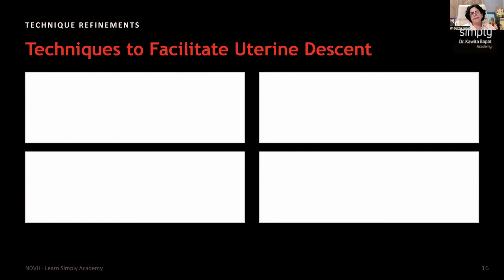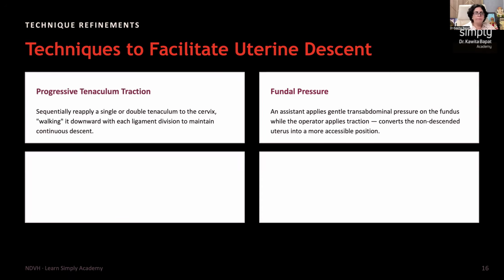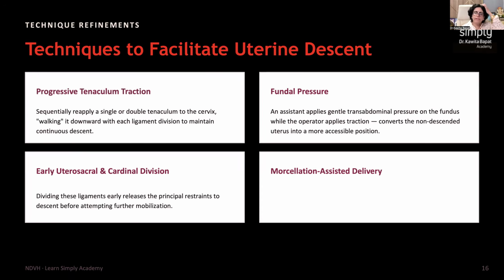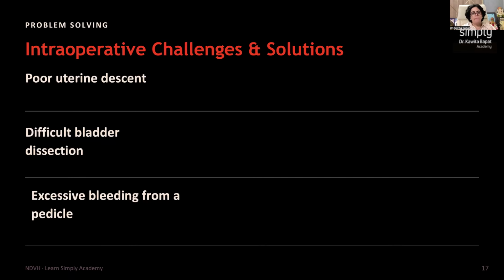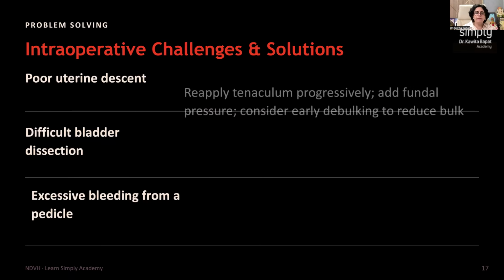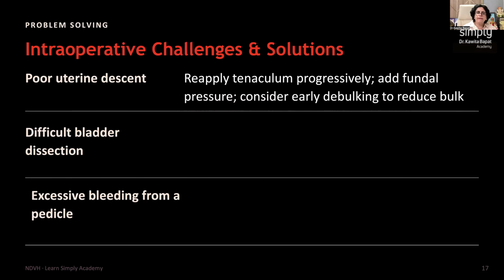Now, these are the techniques to facilitate uterine descent: progressive tenaculum traction, fundal pressure, early uterosacral and cardinal division, and morcellation-assisted delivery. Now, intraoperative challenges and solutions. Poor uterine descent, what has to be done? Reapply the tenaculum progressively, add fundal pressure, and consider early debulking to reduce the bulk.